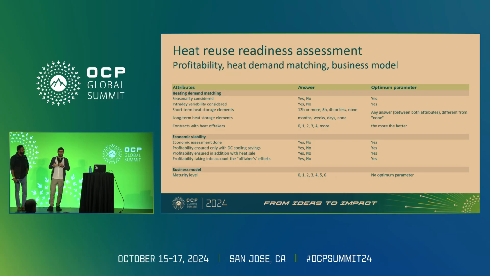And then, how you are aligning with the heat demand outside your data center, how you are coping with seasonality, the intraday variation, how many hours you're storing heat, etc. These are relevant topics to be addressed. And then, how many off-takers, how many users do you have for this heat? Only having one makes it more complicated. If you have three or four, it will make your use case much better.